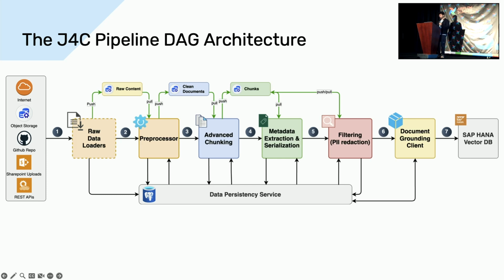The next module is SAP specific, and is basically how we interact with the vector DB. For that, we have this document grounding client, which takes care of creating embeddings and ingesting those embeddings in the vector DB, taking care of the embedding rate limits and the normal API rate limits, and how many connections we can make as well. So it takes care of that.